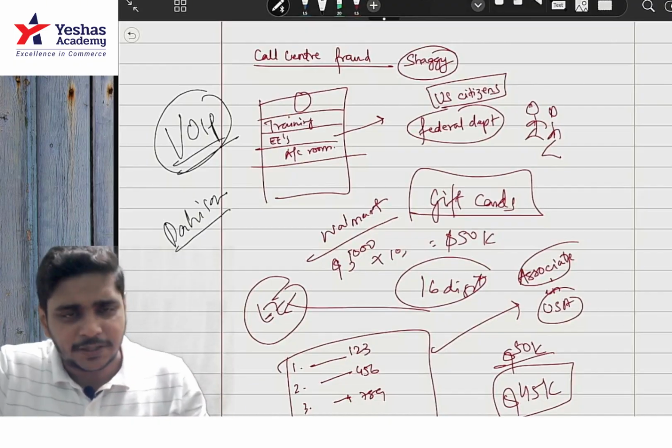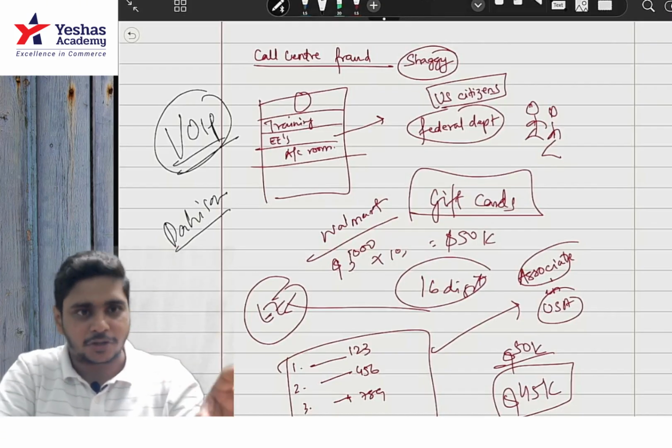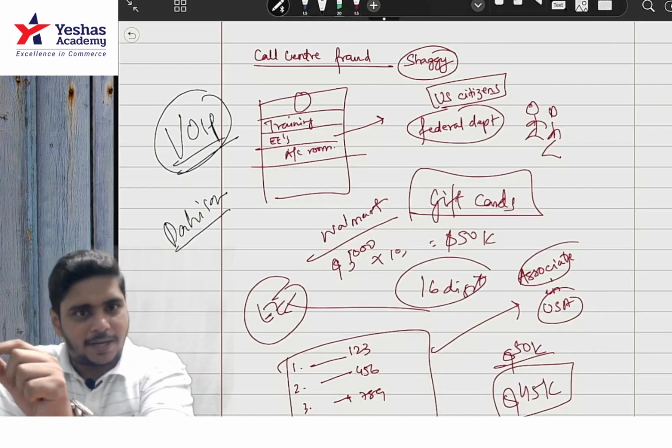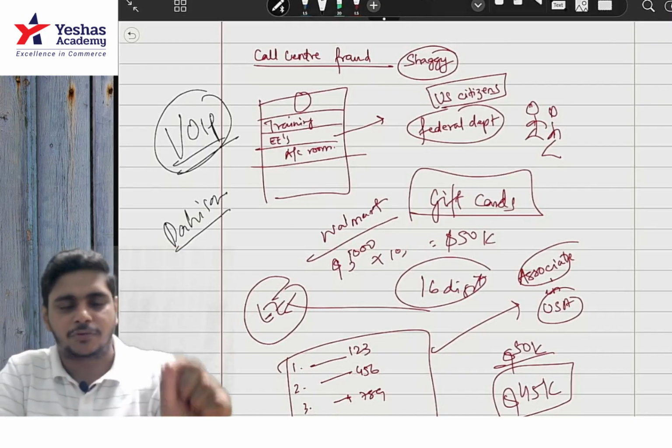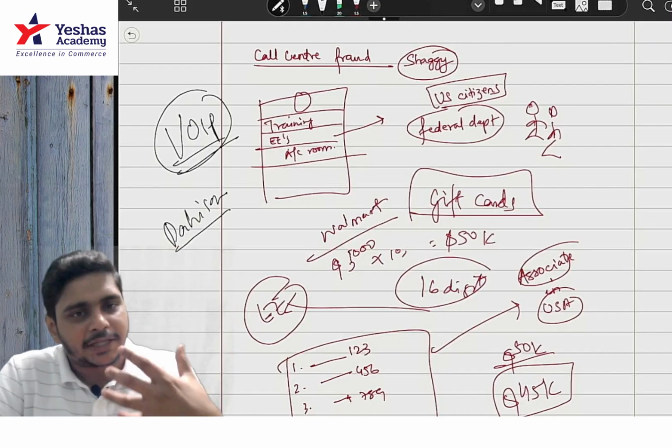So the sir who came to us, he showed that script. Like what was the script? When this question will be asked, you need to answer this. When this question will be asked, then you need to answer this. So somebody asked, how did you detect this fraud?